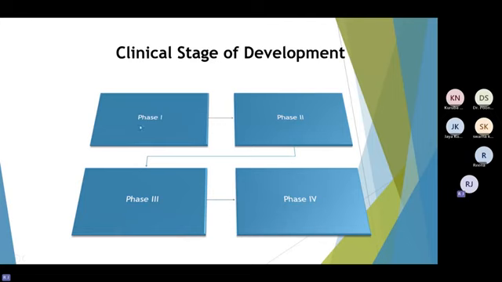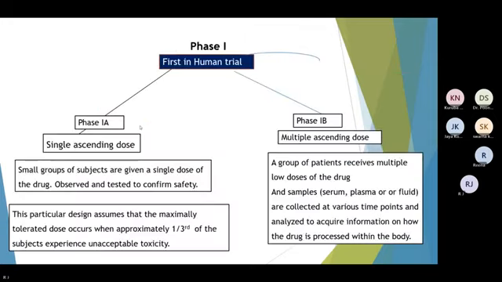Now we'll learn what is phase one. So phase one is nothing but first in human trial. Why is it first in human trial? Because after the preclinical stage, this is the first time we are going to test the drug in humans. So in the clinical stage of development, we test the drug in humans. Okay, and phase one is the first step.